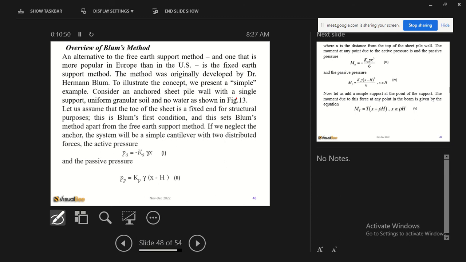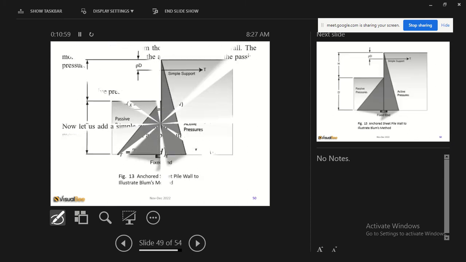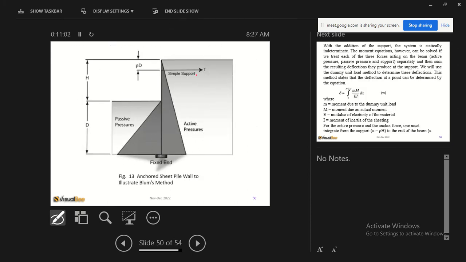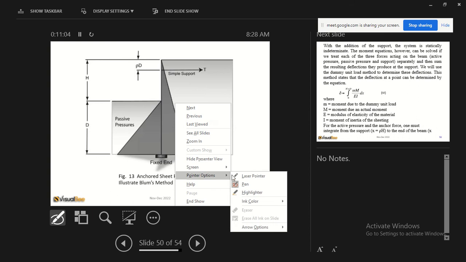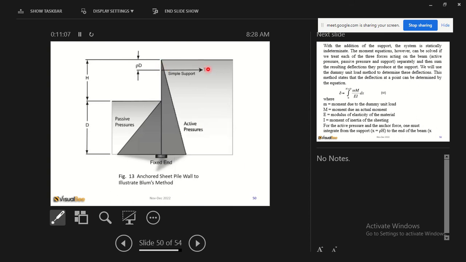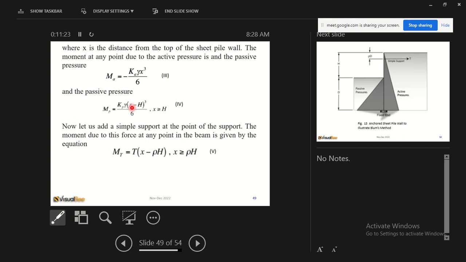If we neglect the anchor, the system will be simple: a cantilever with two distributed forces with active pressure. I'll show you the diagram first. This is the same thing we have been talking about, but in this case, we need to find the anchor force. If we ignore the anchor force, then these are just passive and active pressures, and the system reduces to a cantilever, which you can solve like we have done before.